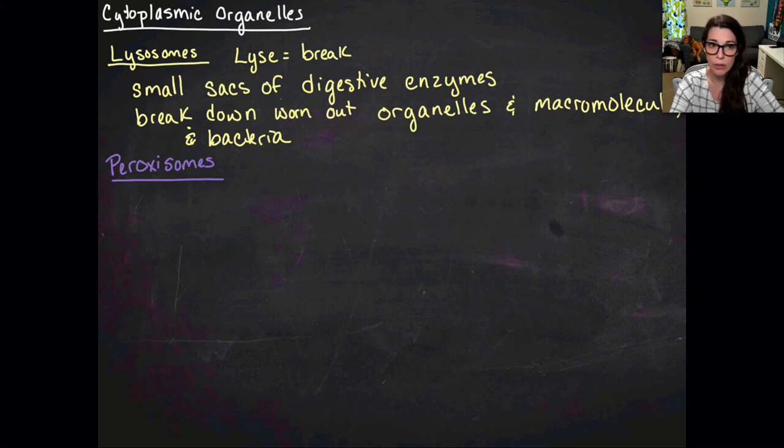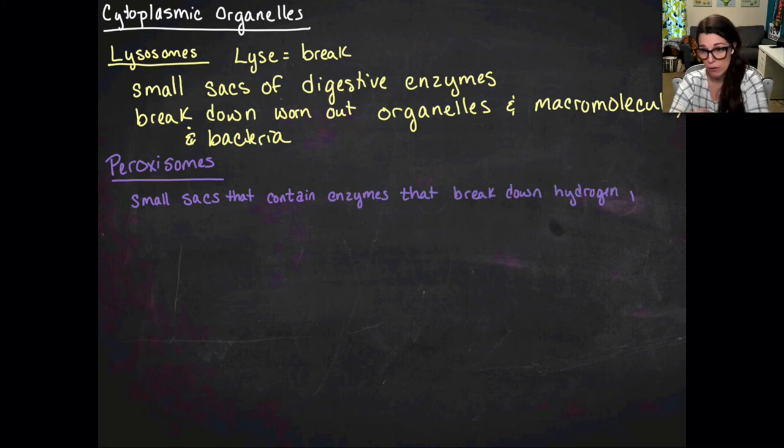So the peroxisomes do something similar, except instead of breaking down general organelles and macromolecules, they primarily break down hydrogen peroxide that is generated in your cell as a waste product, and hydrogen peroxide would kill your cell, so you have to have a way to get rid of it. So they're small sacs that contain an enzyme that actually can break down hydrogen peroxide. They can also break down lipids and alcohols, and that's important because it helps detoxify the cells some.